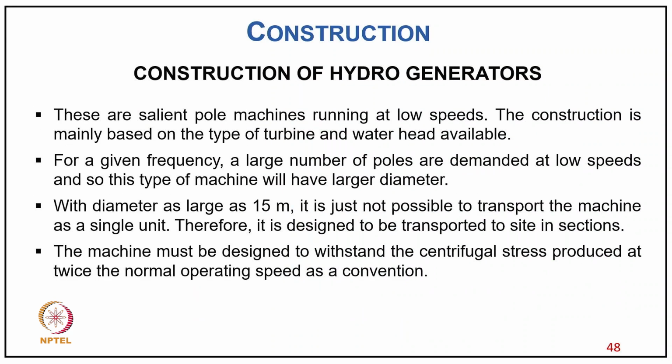Now coming to the construction of a hydro generator, these are salient pole machines running at low speed. The construction is mainly based on the type of turbine and water wheel available. For a given frequency, a large number of poles are demanded at low speed, so this type of machine will have a large diameter. With a diameter as large as 15 meter, it is just not possible to transport the machine as a single unit. Therefore, it is designed to be transported to site in sections, and the machine will be designed to withstand the centrifugal stress produced.